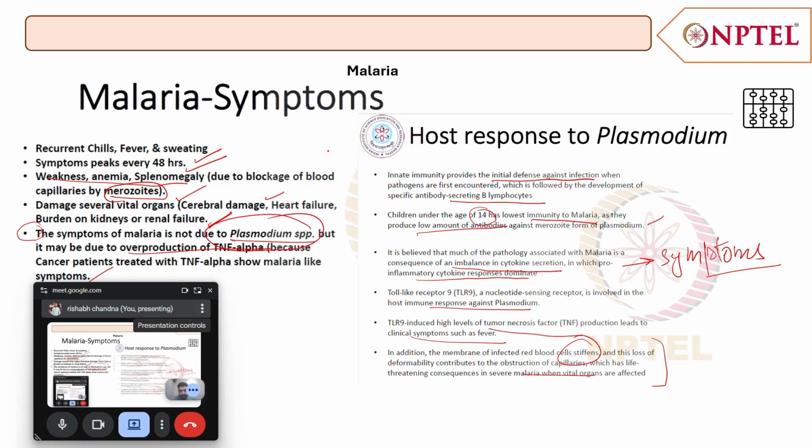So the take-home message is that the symptoms of malaria are not caused specifically by the Plasmodium species, but by how the body responds to it. The TLR9 and the TNF alpha are the major causes that involve the immune system, and they cause the fever. They are the cause of the symptoms of Plasmodium.